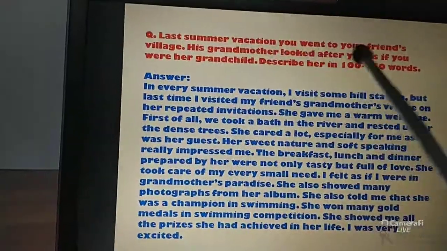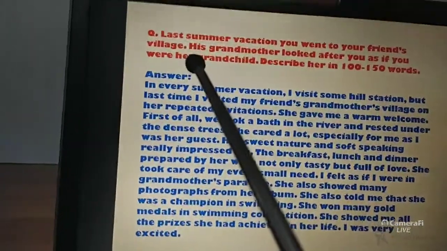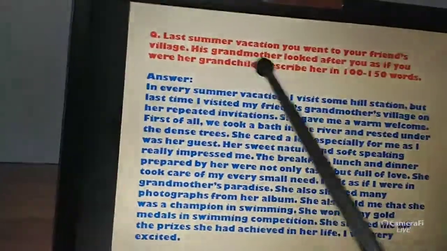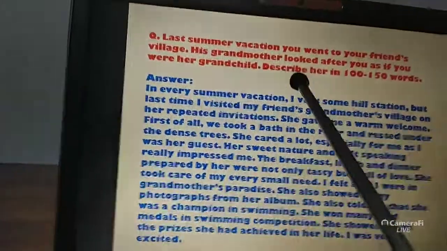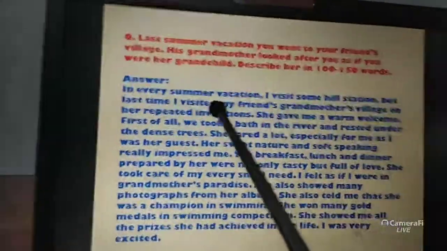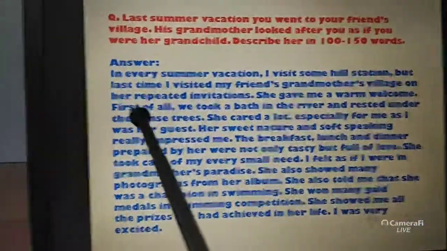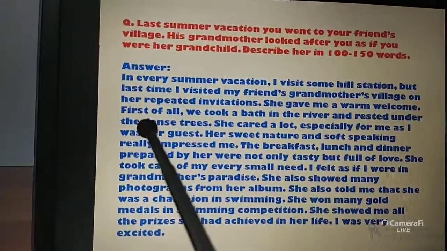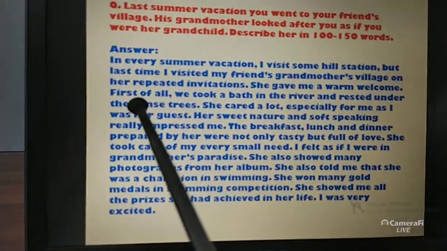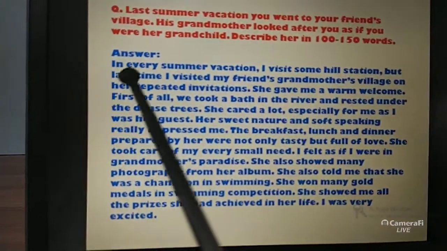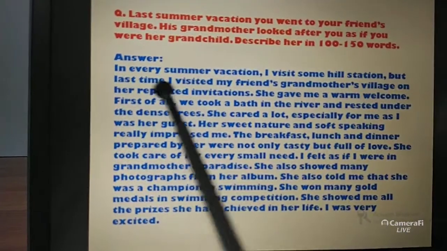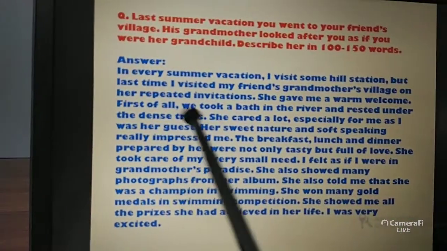Last summer vacation you went to your friend's village, means you were invited by your friend to their village, and your friend's grandmother it is. So if it is your friend's grandmother, then your description will start exactly how you went. Imagine that you are talking with some other people. Suppose you are describing the friend's grandmother to your mother. So how will you do that? In every summer vacation I visit some hill station, but last time I visited my friend's grandmother's village on repeated invitations.